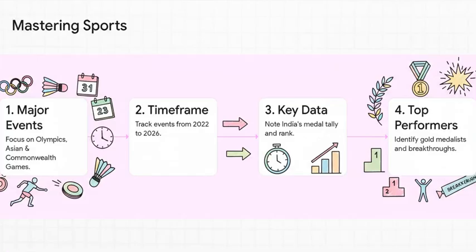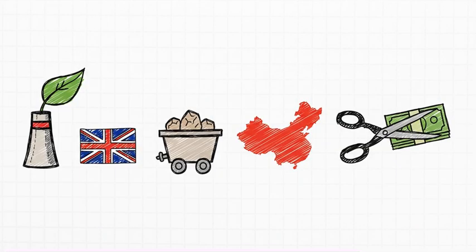So how do you even prep for something that specific? Well, here's the game plan. You need to zero in on the big three, the Olympics, Asian Games, and Commonwealth Games. And don't go too far back. The sweet spot seems to be 2022 to 2026. What do you need to know? India's final medal count, where we ranked, and for sure the names of anyone who won gold or had a really amazing performance.